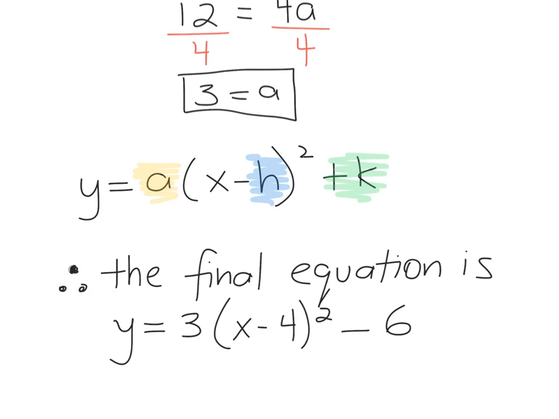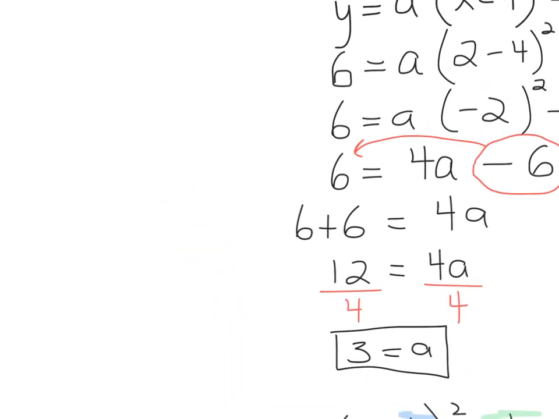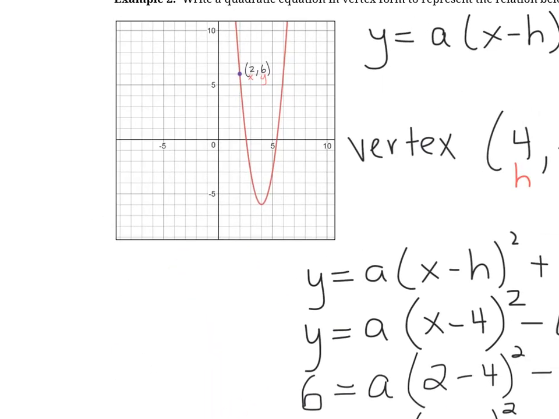And just as one final check, if you want to know if you got the correct answer for your a value, remember that the a value tells you the direction of opening. So we got a positive 3 as our a value. If your a value is positive, remember that means your parabola should be opening up. So if I go back and take a look at the parabola that was given to us, this parabola does in fact open up. So our a value matches the shape of our graph.